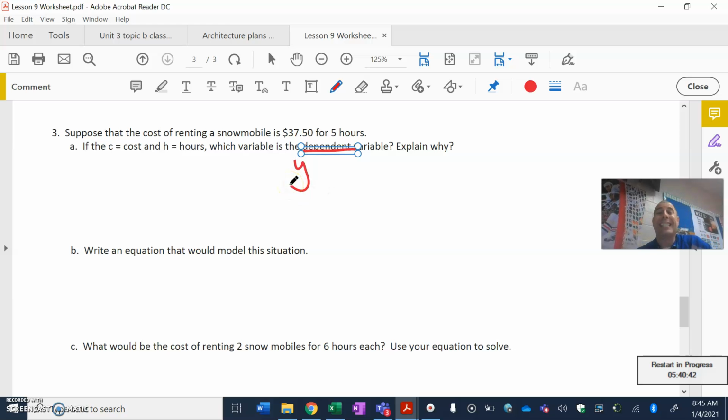At the same point, it depends on what happens. So the whole idea here is your cost is going to depend on how many hours you rent it for. That's another way of looking at the two of them. So the cost will be the $37.50, which is your y. Your independent is going to be your hours, so that'll be your 5. Again, you can use that to help write out your equation.